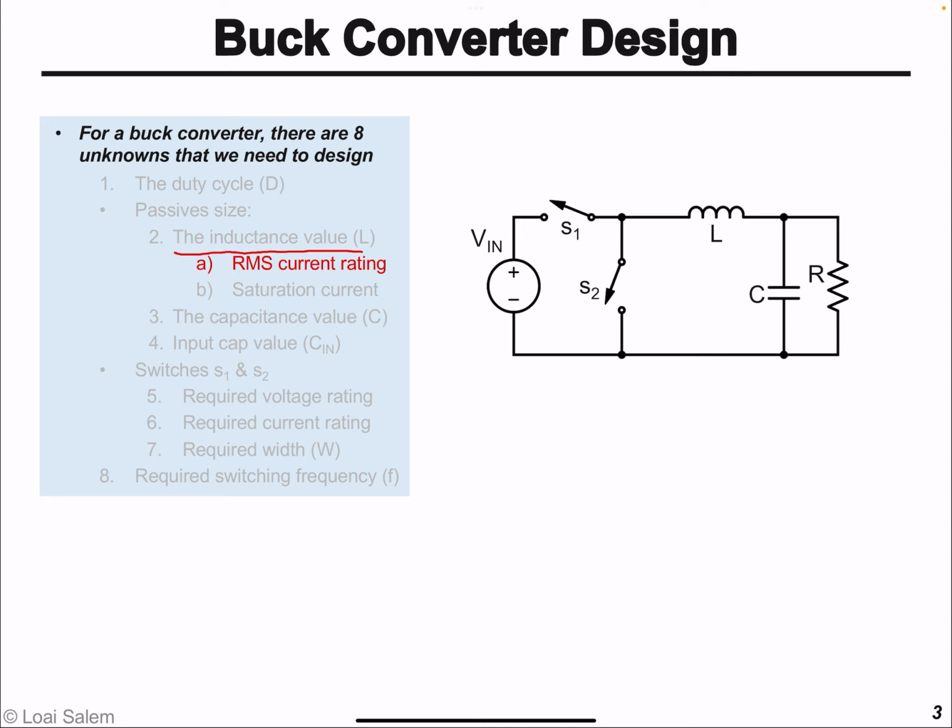However, there are two rated currents that we need to calculate in order to be able to order the inductor and use it in our buck converter design. The first one is the RMS current rating, and the second one is the core saturation current.